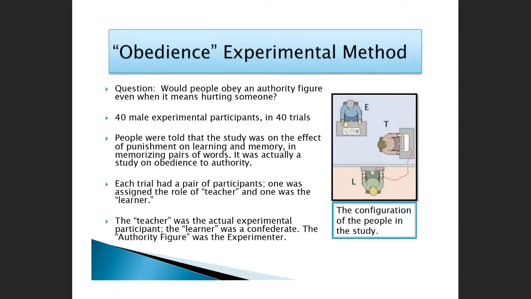So here's this experimental method, and it's a little convoluted, so pay attention here and let's get the configuration right so you can understand the study. The question was, would people obey an authority figure even if it meant hurting someone else? He had 40 male experimental participants in 40 trials come to Yale University, where he taught, to participate in this study. So 40, the guys would come in one at a time, okay?